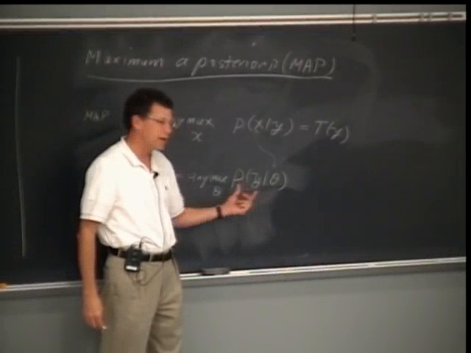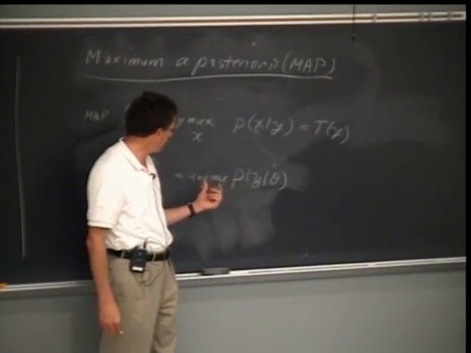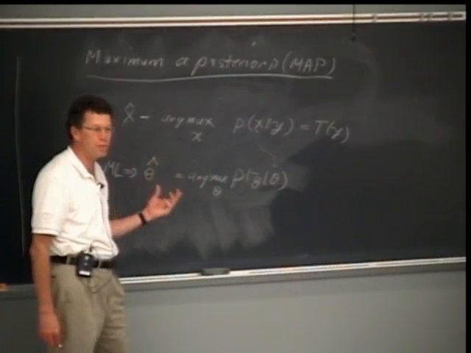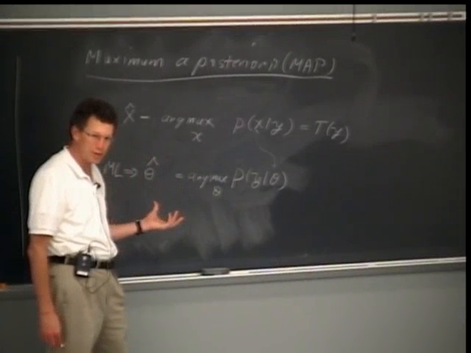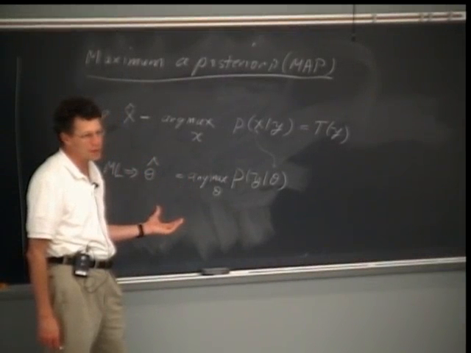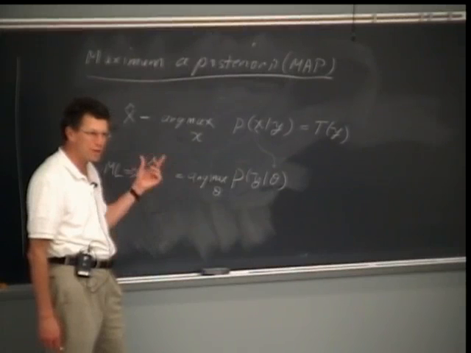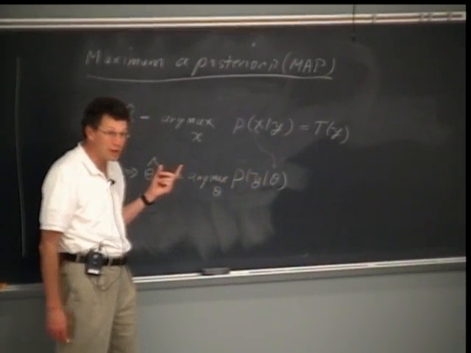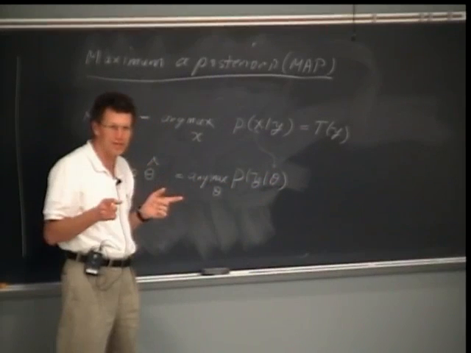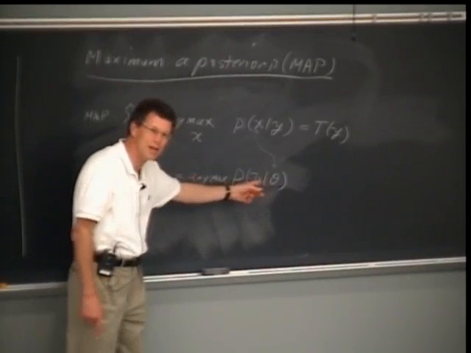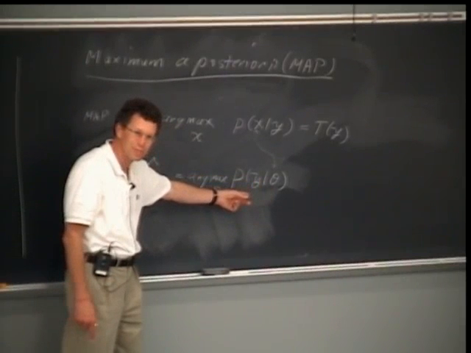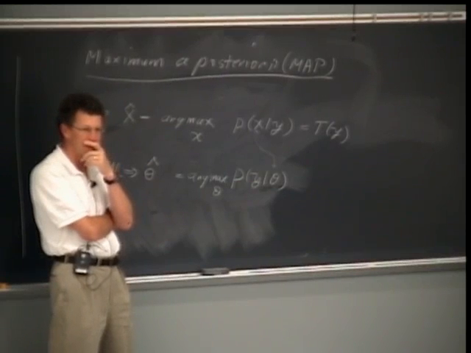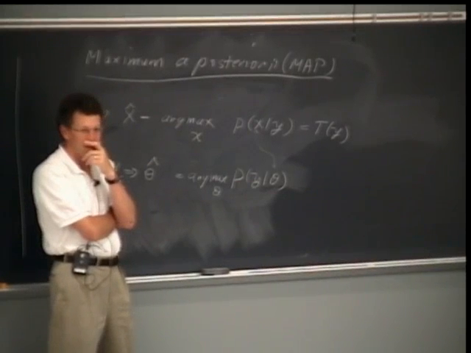This is the conditional, and very often with the ML estimate, people confuse the likelihood with the probability. The likelihood is really not the probability, because the likelihood is the probability of the observations as a function of theta. It's not the probability of theta, it's the likelihood of theta, because it's a function of theta, but theta is not the argument of the probability distribution. Here, y is given, and we vary x.